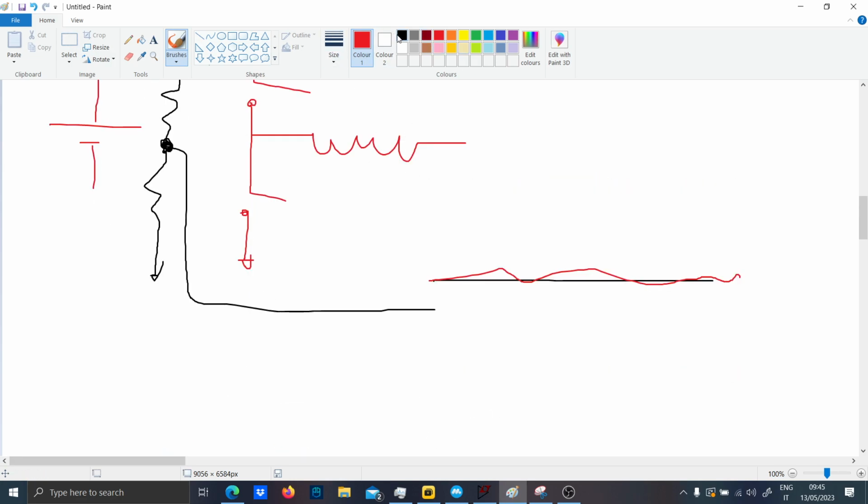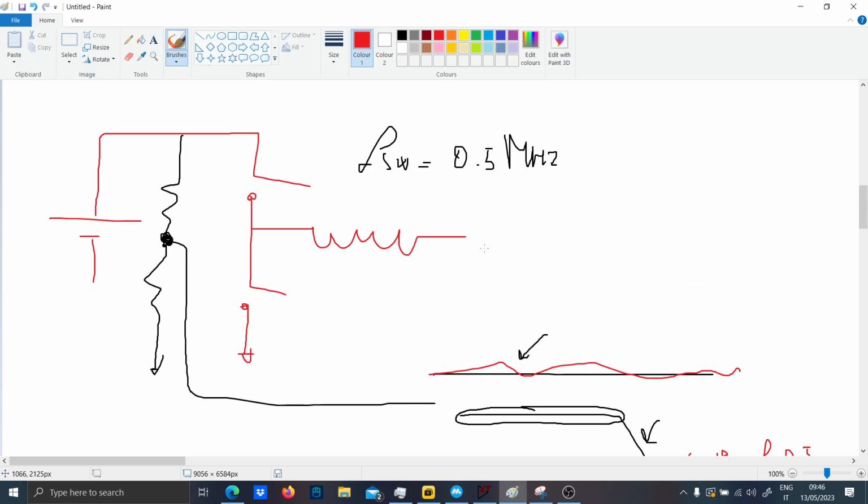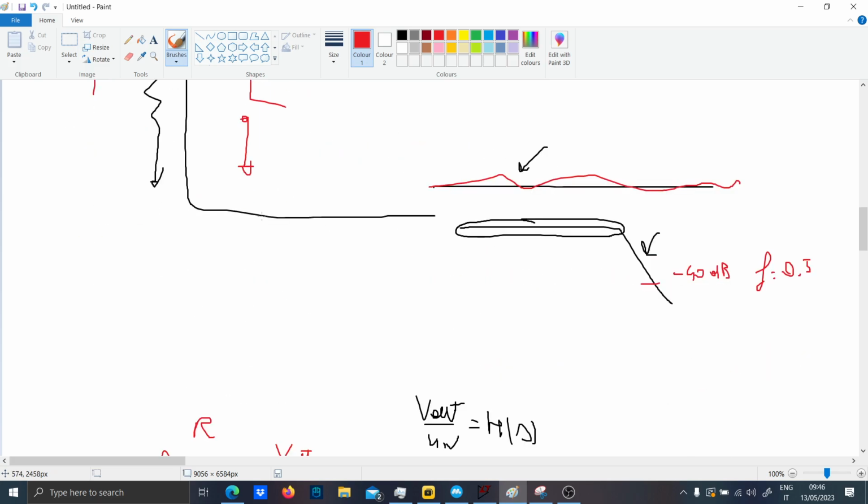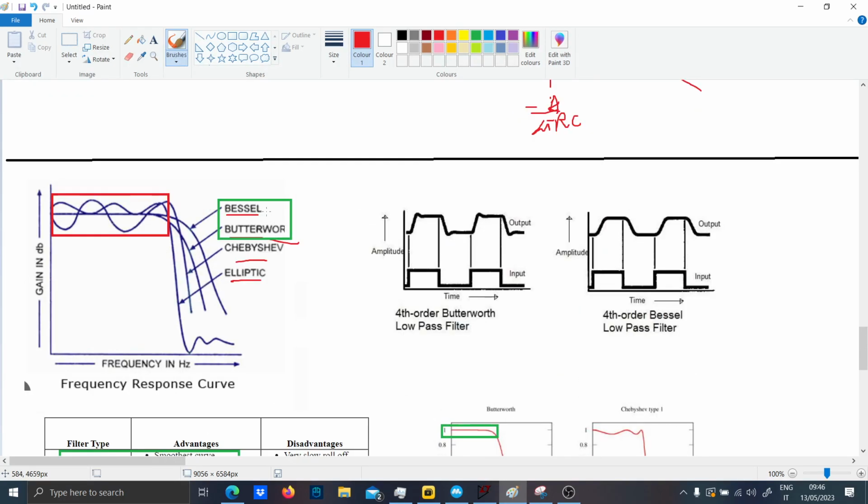And so you should design a filter to cut off this ripple, and this filter should be a Bessel or a Butterworth, since you have a flat passband, so you don't have any kind of increase, and a smooth attenuation. So you should have, for instance, minus 40 dBs at 0.5 MHz, so that this ripple is attenuated. This is an example. So Bessel and Butterworth are most used in measurement applications.